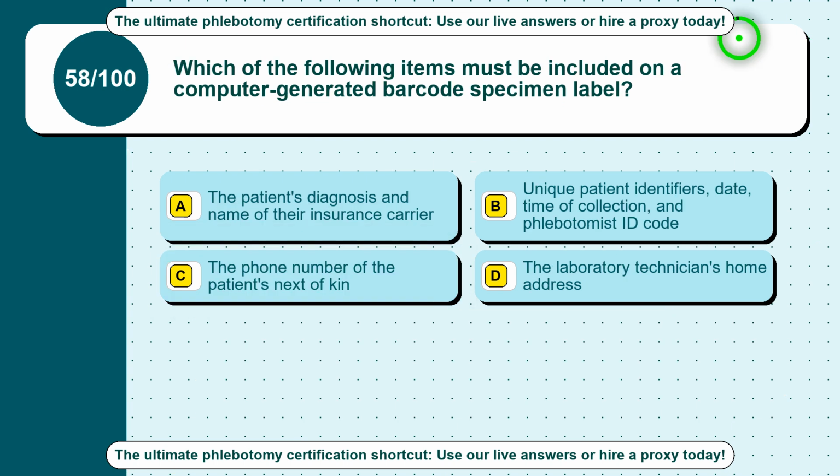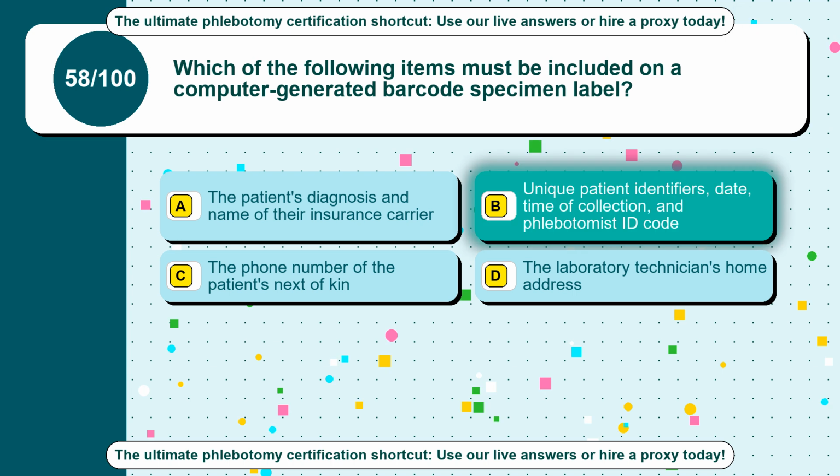Question 58. Which of the following items must be included on a computer-generated barcode specimen label? Option A, the patient's diagnosis and name of their insurance carrier. Option B, unique patient identifiers, date, time of collection, and phlebotomist ID code. Option C, the phone number of the patient's next of kin. Option D, the laboratory technician's home address.